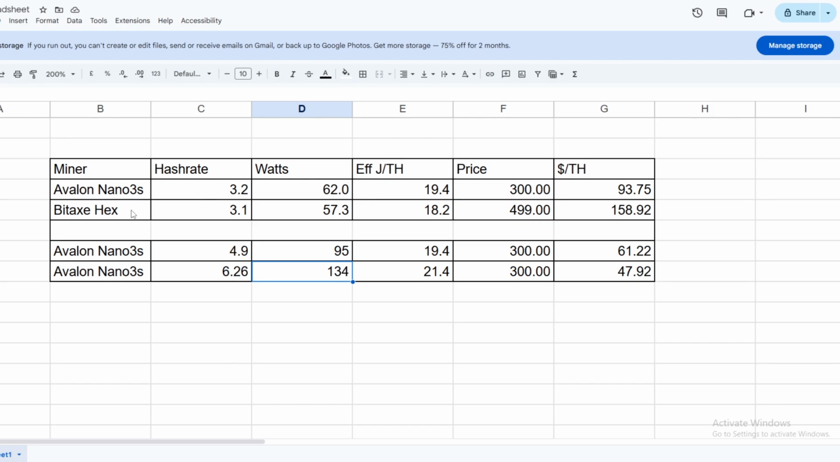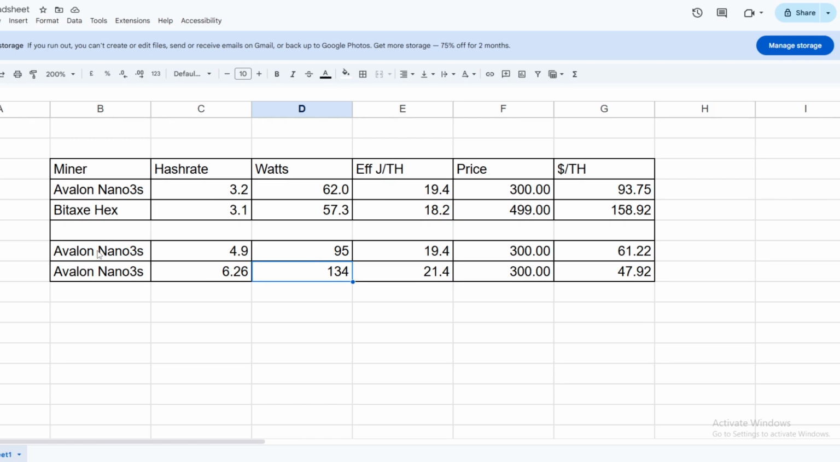You don't have the functionality of overclocking, but if you're looking for a price to terahash ratio, the Avalon Nano is obviously better. When it comes to overclocking, you can't really overclock it, but you do reduce the price per terahash drastically when you go into the medium and the high mode that you see here. That's one thing that I want to see in the future.